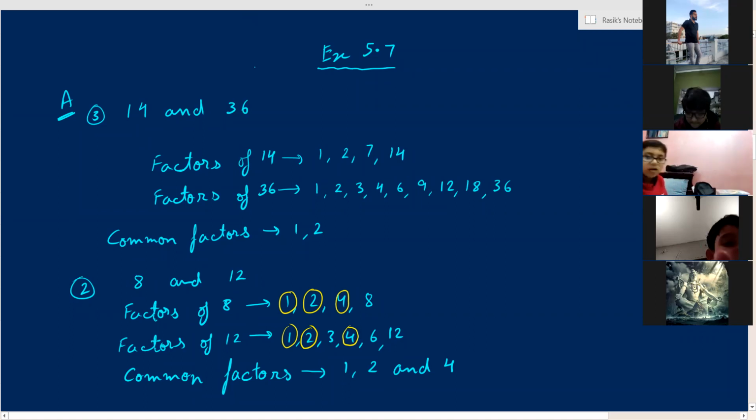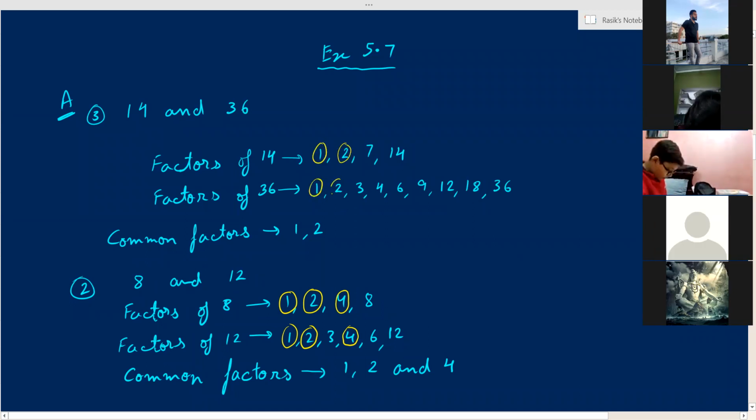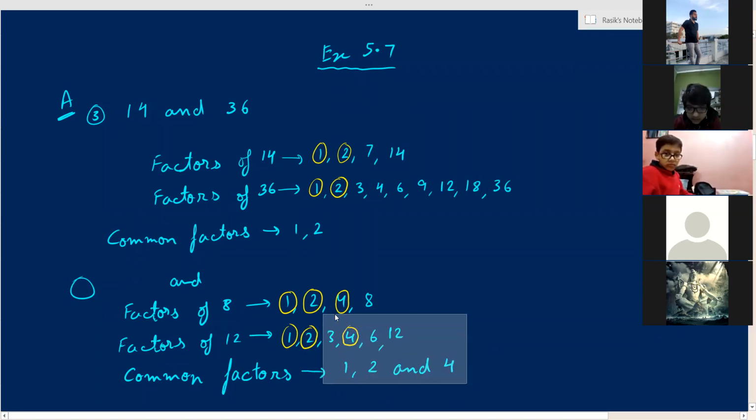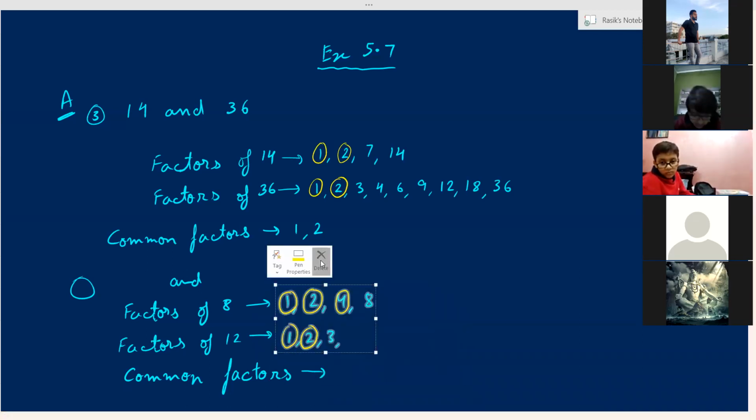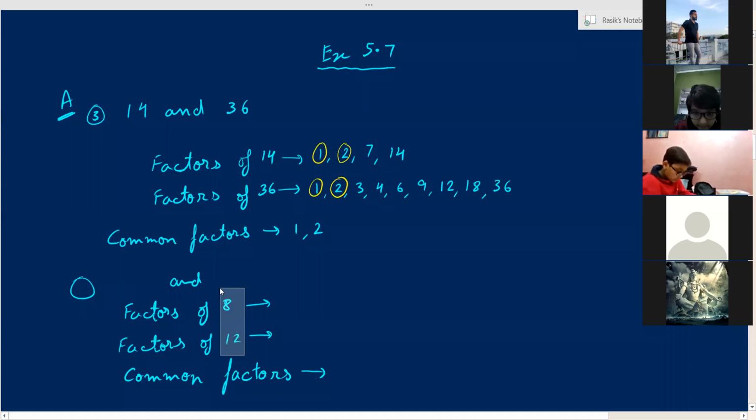Now the common factors are 1 and 2. I have already written the answer. 1 and 2 are the common factors. Question 3. Sir, I have written only 3 or 4 factors of both. No beta, you should write all the factors of both the numbers. Sir, space is not there. But you should write all the factors.